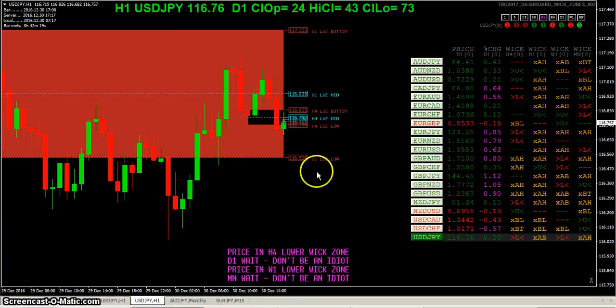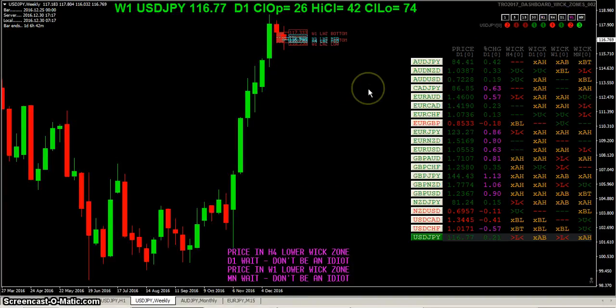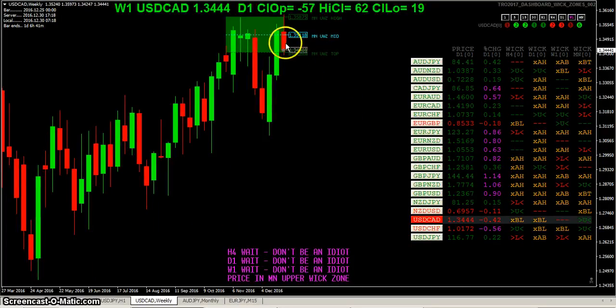But the one that I'm really interested in is the weekly. Because you can see here, if you catch a weekly wick zone trade, there's a lot of pips to be made. I mean, especially on some of these explosive moves. Now, we know the yen's been moving like crazy, but a lot of pairs have been moving like crazy. I mean, dollar Canadian's a good one. I mean, if you would have caught the wick zone trade going up or down out of that upper wick zone, you would have been in the money big time.